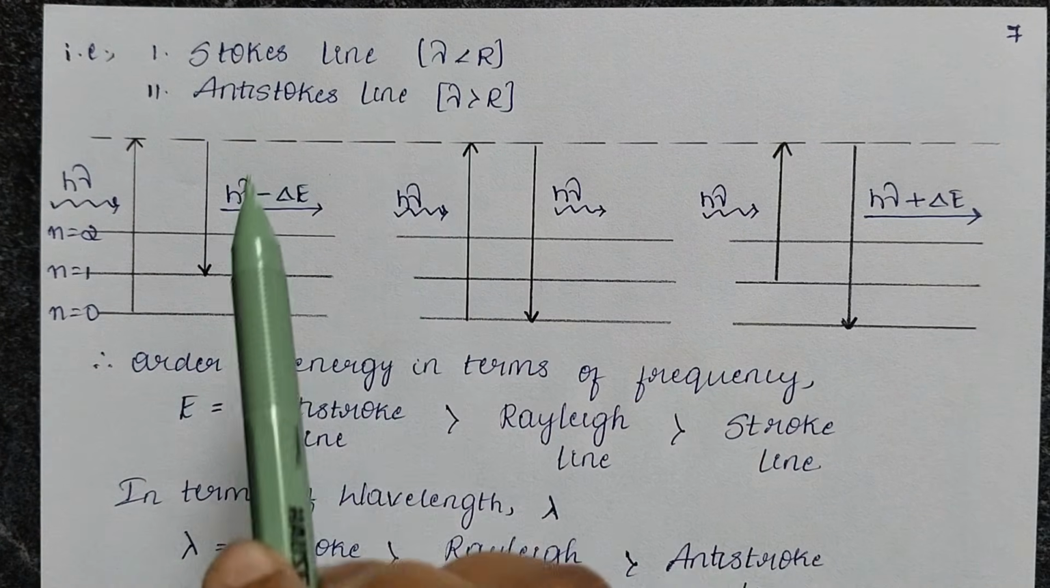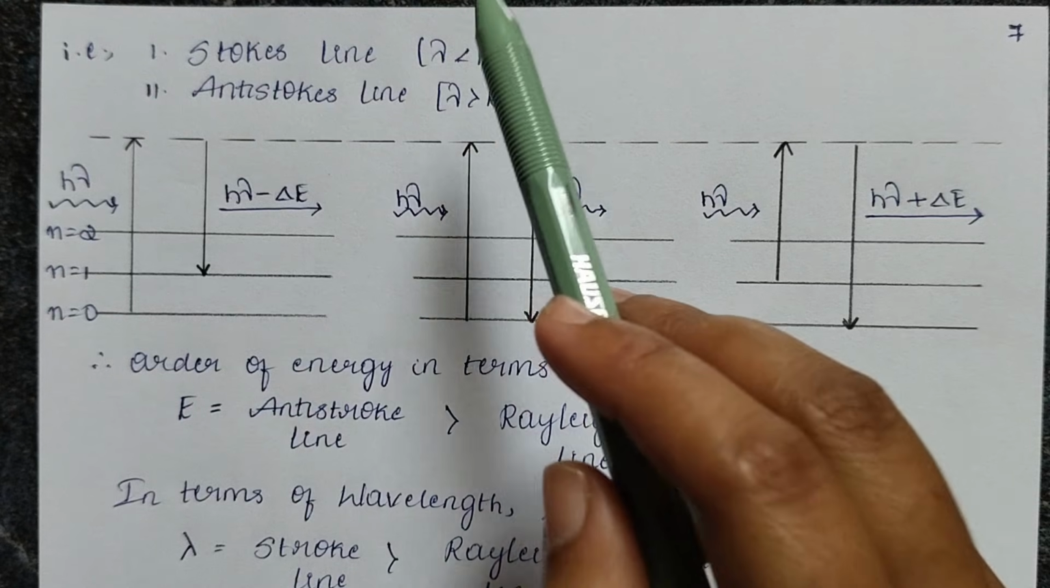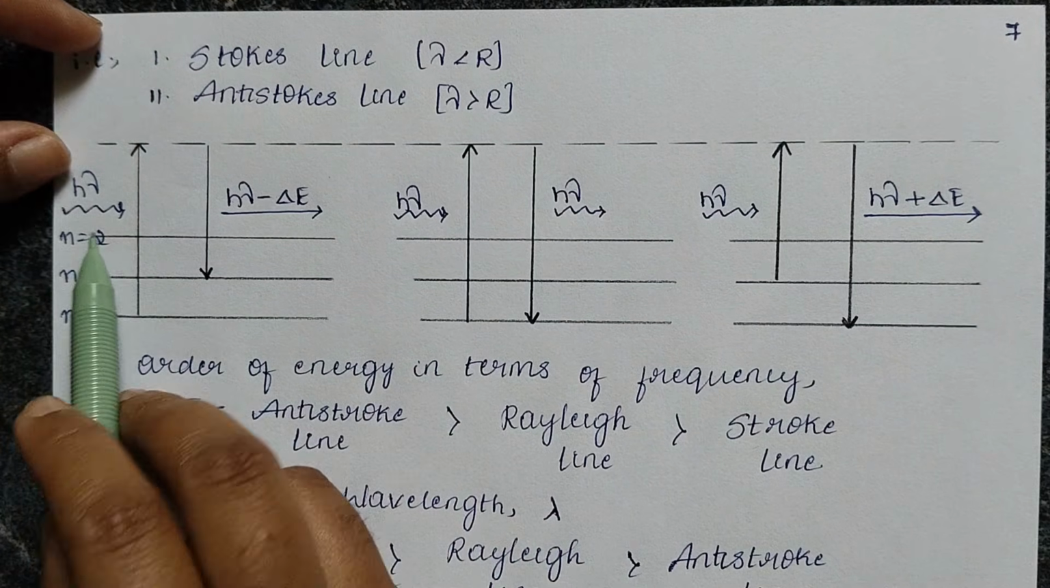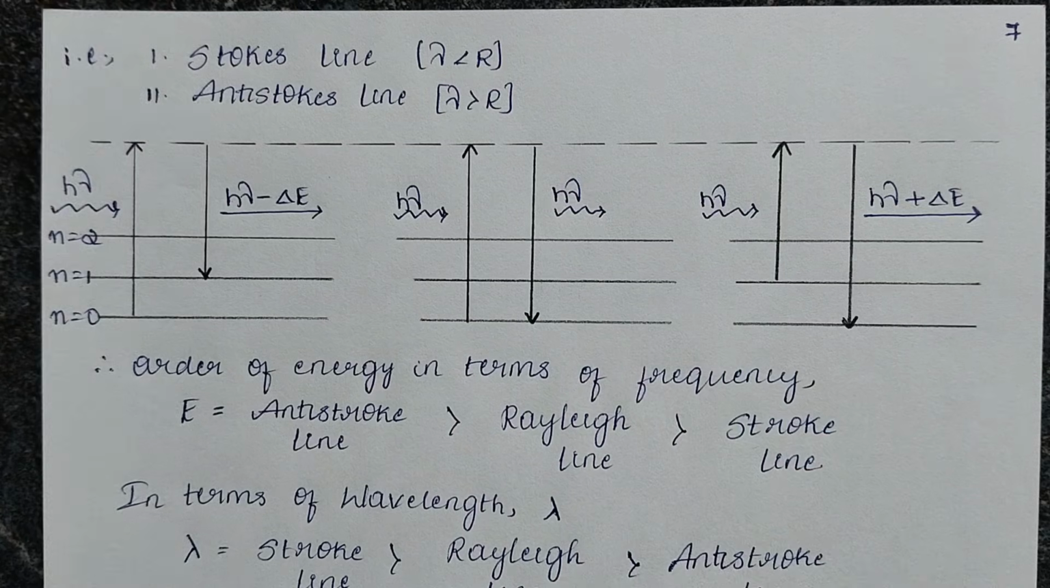Here nu represents the frequency and R represents the Rayleigh line. Let us see what the Rayleigh line is next. Now let us understand what this Stokes line and anti-Stokes line are. Now let us consider the different energy levels. Let these be N0, N1, N2. This is with respect to all three different energy levels.